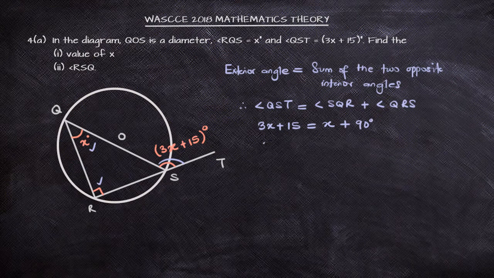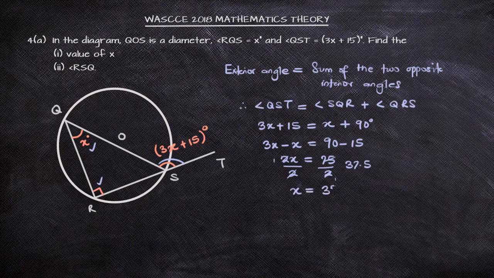And if you are to collect like terms, that will be 3x minus x is 90 minus 15. So that 2x is 75. So if you are to divide by 2 all through, our x will be 37.5 degrees. That means our x is 37.5 degrees. So the first question is solved like that.